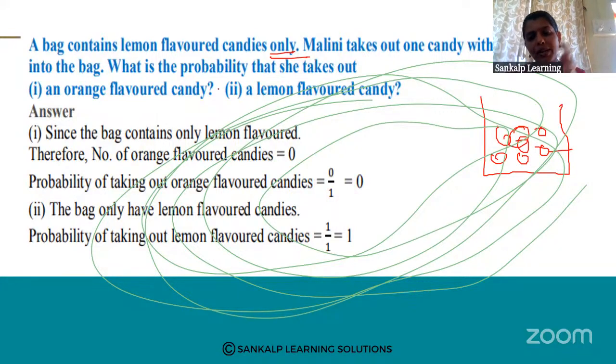That means here the event is not happening. That means probability is 0. So number of orange flavored candies is 0. Probability of taking out orange flavor candy, this I will call it as n of a. Total number of outcomes is 1.